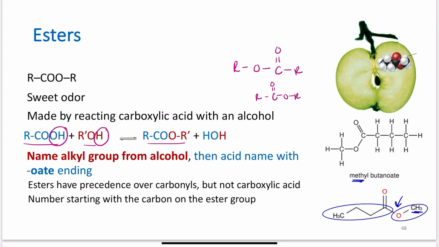The CH3 group is a methyl group. Then we're going to name the rest of the compound. 1, 2, 3, 4 carbons is butyl, I know but for 4, so butan. And then we add the -oate to emphasize that it is in fact an ester.